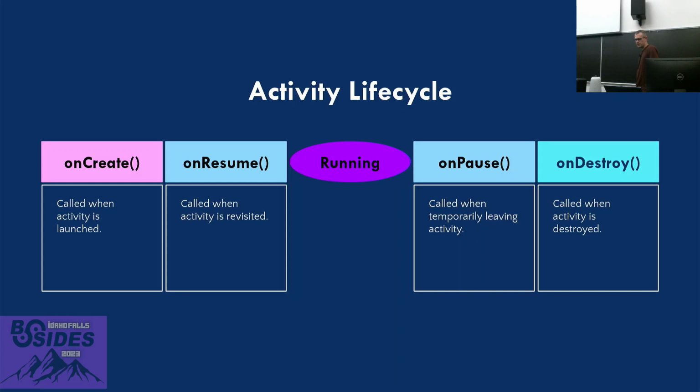And then onPause and onDestroy. Similar idea. onPause is called when you leave the activity. So again, if I'm watching YouTube and then I go to my browser, YouTube's onPause method is going to get invoked before I leave YouTube. And then onDestroy is called when the activity is destroyed. So if you go into your recent apps and swipe up to remove them from your recents, Android is going to be calling onDestroy for all of those activities.